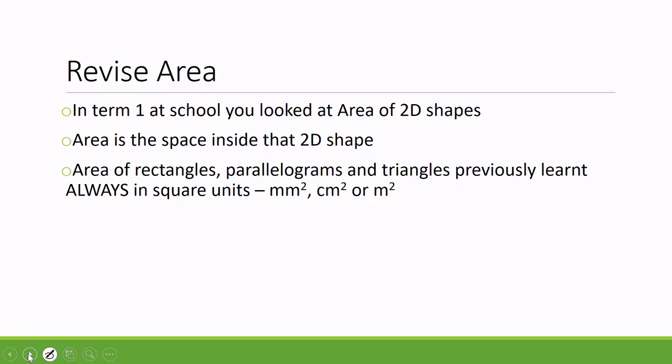Okay, so there's a little bit of a revision before we touch on volume. Area. The area you looked at in term 1 is the area inside a two-dimensional shape, and area of rectangles, parallelograms, and triangles, which I think you learnt in term 1, and the areas of those figures are always stated in square units. So you saw measurements like millimeters squared, centimeters squared, and meters squared, as you can see there. Now, these notes here, if you would like to take a copy of those, please pause the video and write them down. I'm revising area because there are some applications and extension of area when it comes to working out volume.